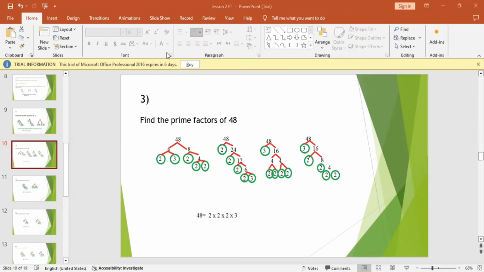Find the prime factors of 48. How can I get 48? I can solve by any method. In the answer, you can use only one method.